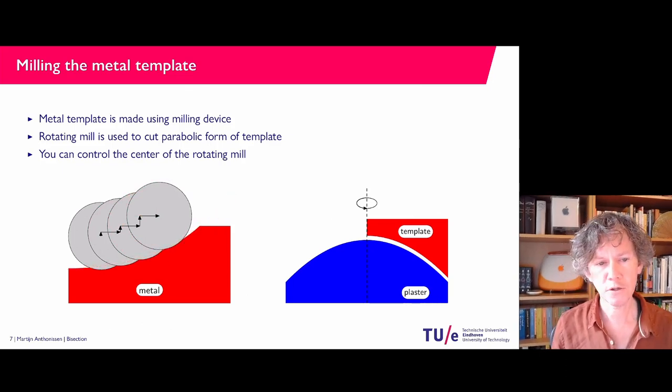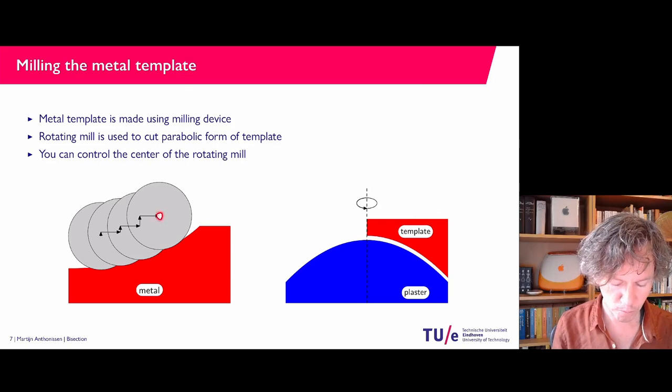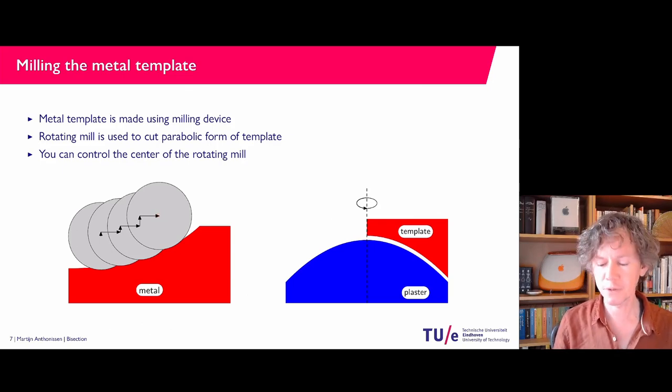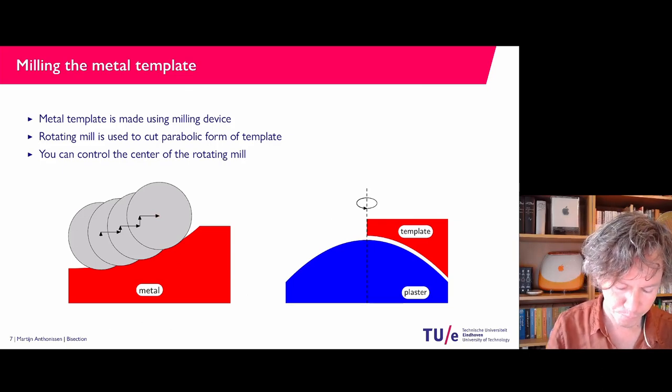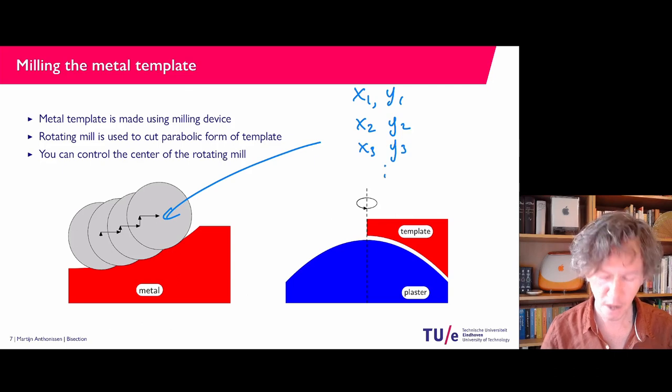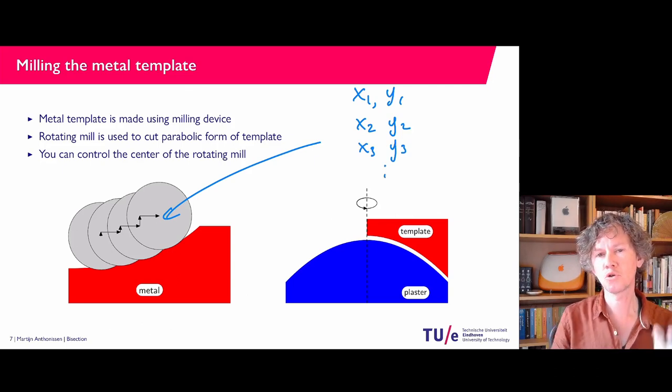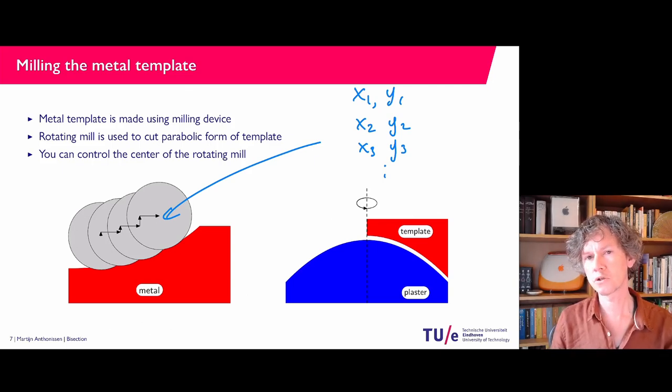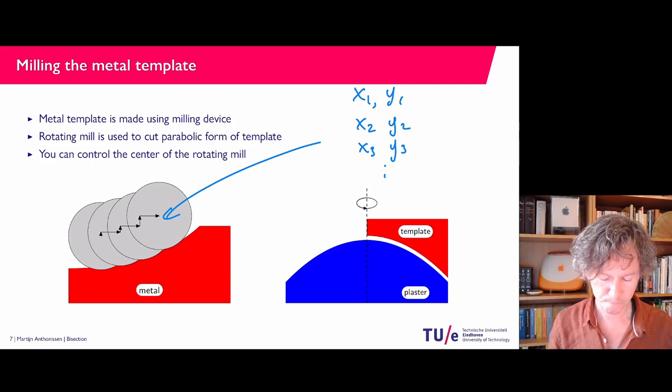The way you control these devices is that basically you give the center point, you give multiple coordinates. You build a list. So this is the center point, and say it starts at position x1, y1, and then you tell the milling device to move it to x2, y2, and then you tell it to move to x3, y3, and so on. So you give it a list of coordinates that it should put this little wheel to, and then it cuts out the material. And if you prescribe the right coordinates, then you get the shape that you want.